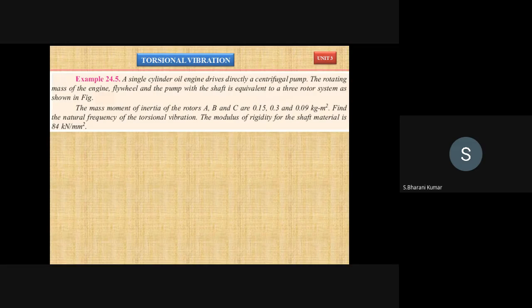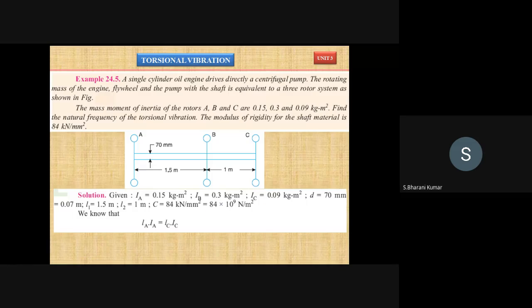Okay, next sum, we move on to the next sum. A single cylinder oil engine drives directly a centrifugal pump. The rotating mass of an engine, flywheel and the pump, the three rotors are shown in the figure. The mass moment of inertia is also given. Find the natural frequency and modulus of rigidity. They are asking only for the natural frequency. The given diagram has the L values and D values. Find the natural frequency of the system. Note this down. Solve this sum and show me by tomorrow. It is just a small sum.